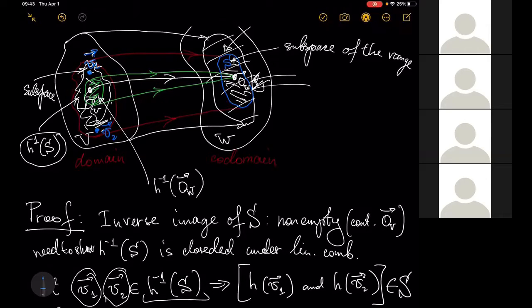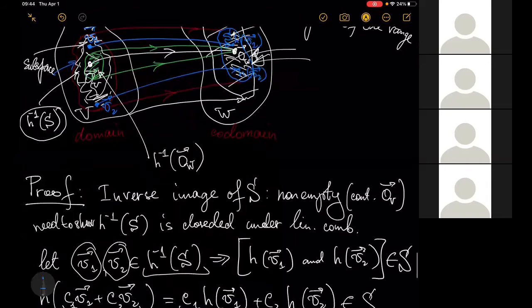Okay. So I know that they are mapped somewhere, HV1 and HV2, inside of my subspace S, right? Yes. Why? Because here I have all possible vectors which are mapped to the subspace S, right?